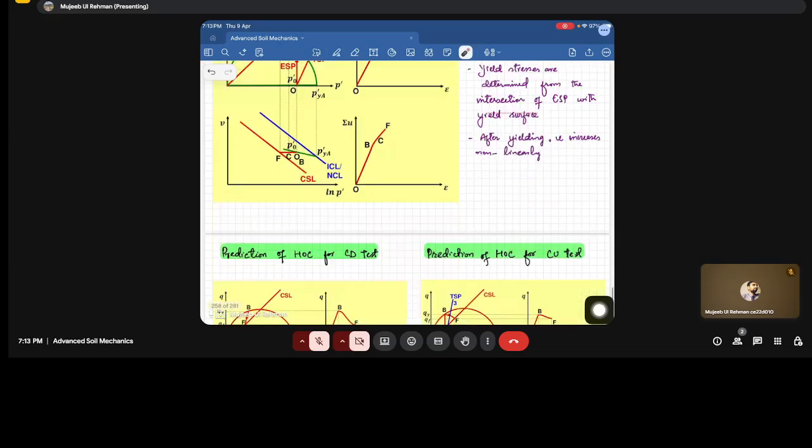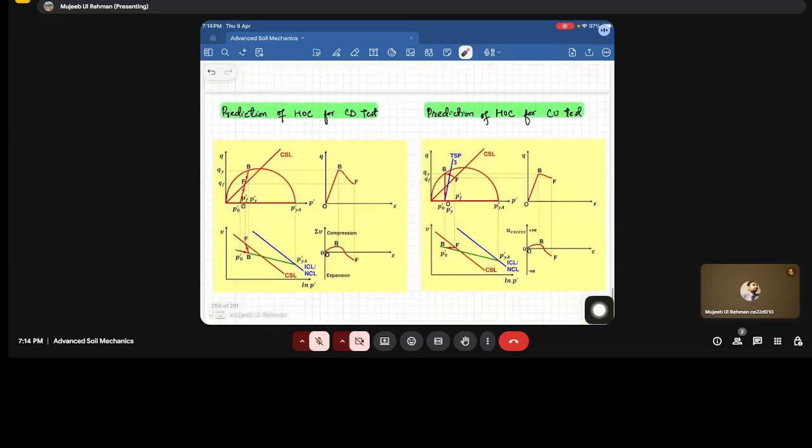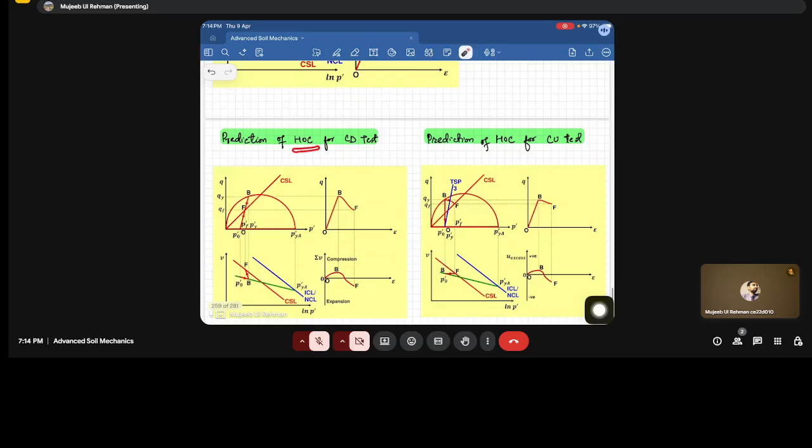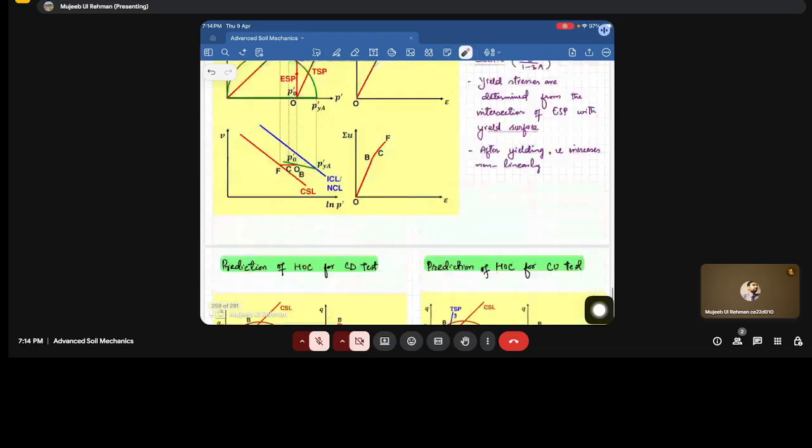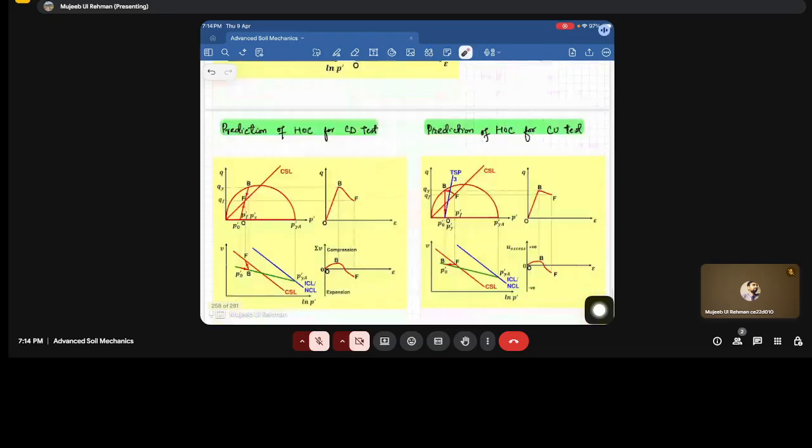Fine. Now similar to this, we have the prediction for the heavily overconsolidated soil for the CD and CU tests. So for P dash y, now for generating this HOC, our unloading point should be very far from the P dash y. That's what we have done here.